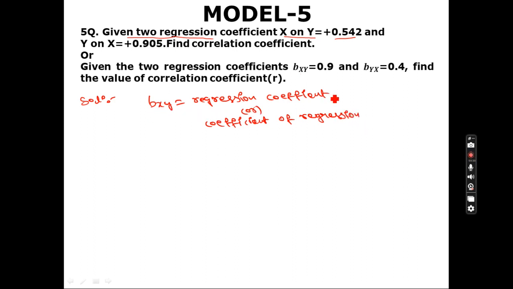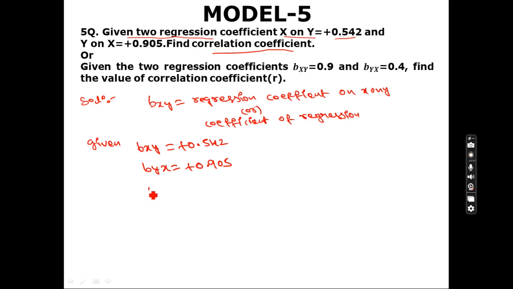Similarly byx is also called y on x. In the given problem, what are the values which are given? You write it now. bxy is given as plus 0.542, and byx is given as plus 0.905. After giving this, what is being asked is to find the correlation coefficient r. You already know that r is equal to... Actually these are two different problems, so I am explaining. Only the values are different here, so try to understand. I am explaining only the fifth problem. This one I am explaining, and this you do as homework.